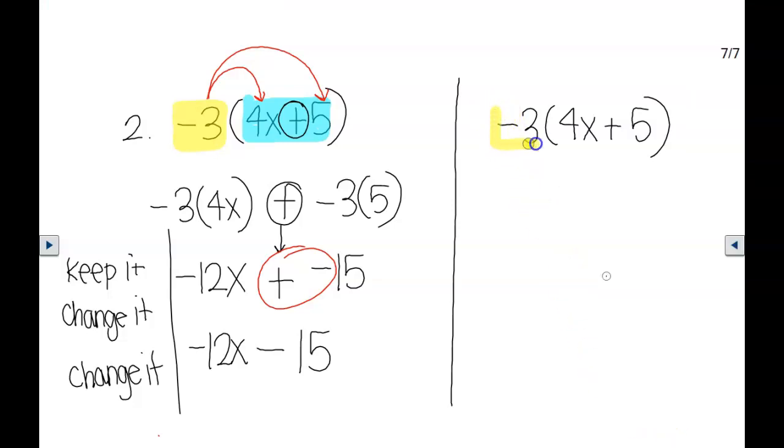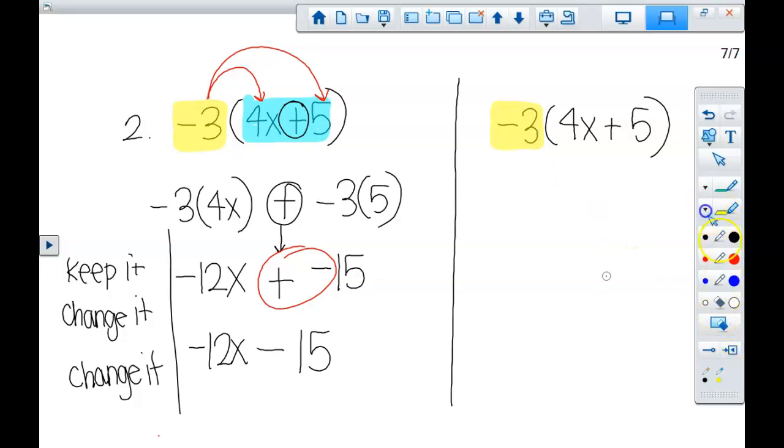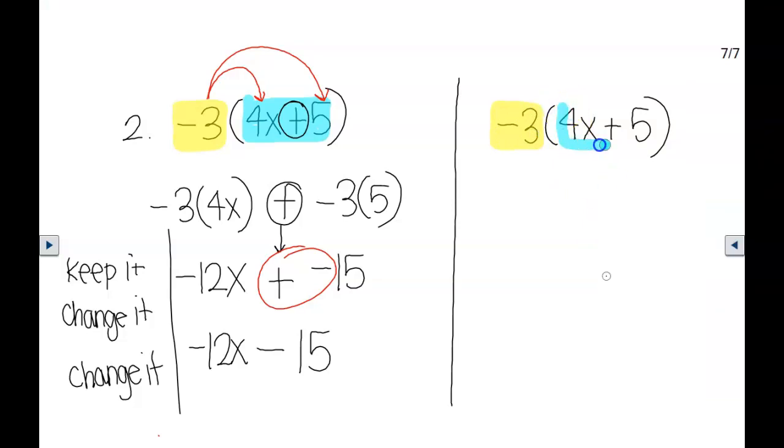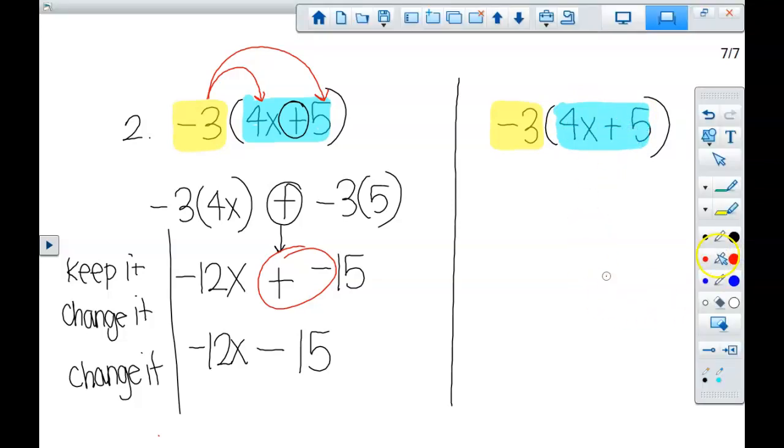My problem wanted me to do a negative 3 times this entire group, 4x plus 5. Okay? Now, here's what I want to talk to you about. I want you to listen to this very, very carefully. I want you to make sure you hear what I'm saying on this. And if you need to, even pause the video, back up, and watch this again. All right? Each of these terms, I have 3 terms up here. I have my 3, my 4x, and my 5. Those are all either positive or negative.